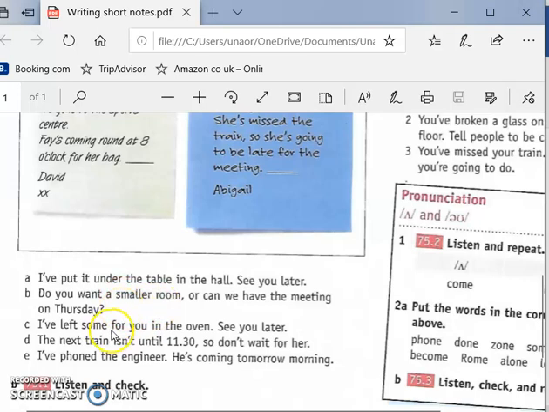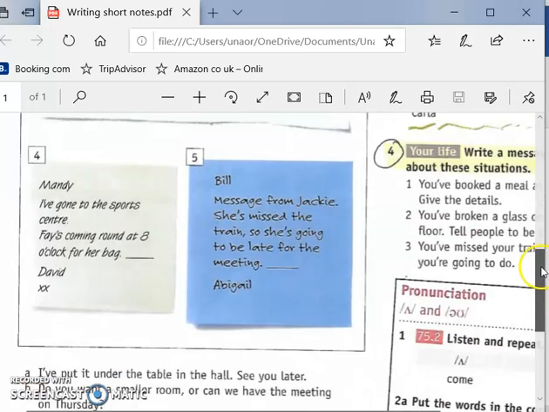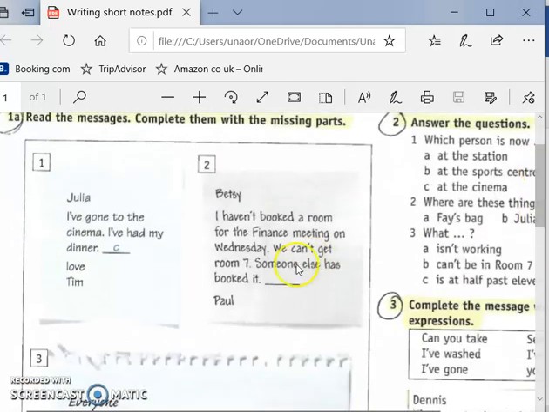We know it's not C. The next train isn't until 11:30, so don't wait for her. That definitely wouldn't make sense. Or I phoned the engineer, he's coming tomorrow morning. Okay, so only one of those statements makes sense in terms of the finance meeting, and it's option B. So option B would be the right answer, and you would write out the full note with option B written in here at the end. Okay.